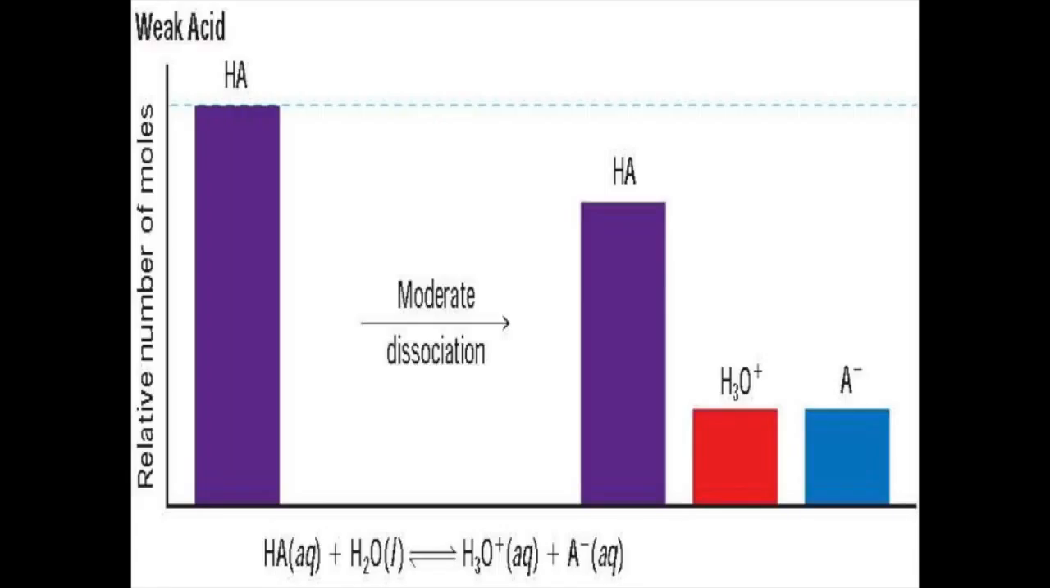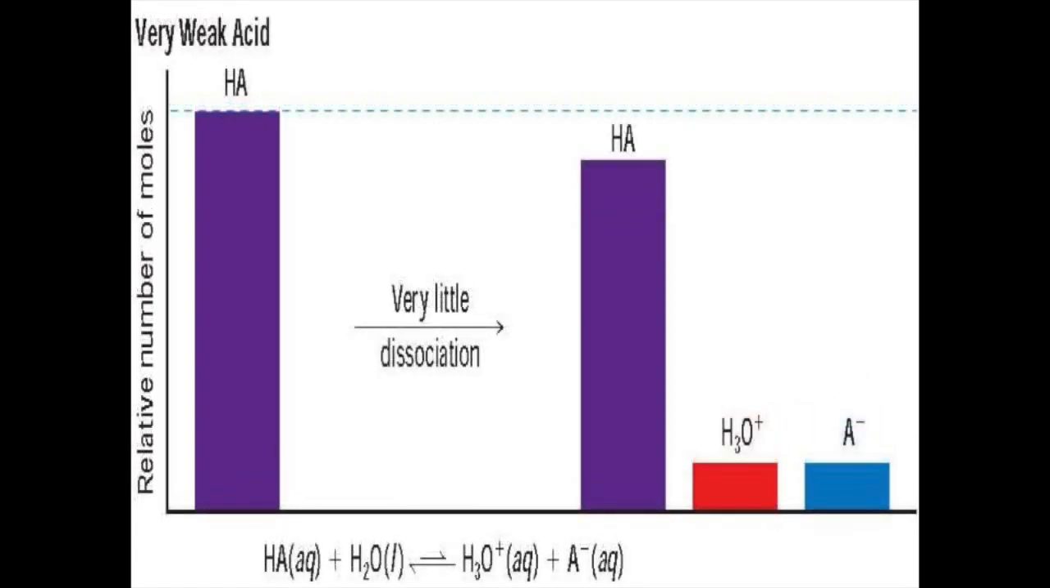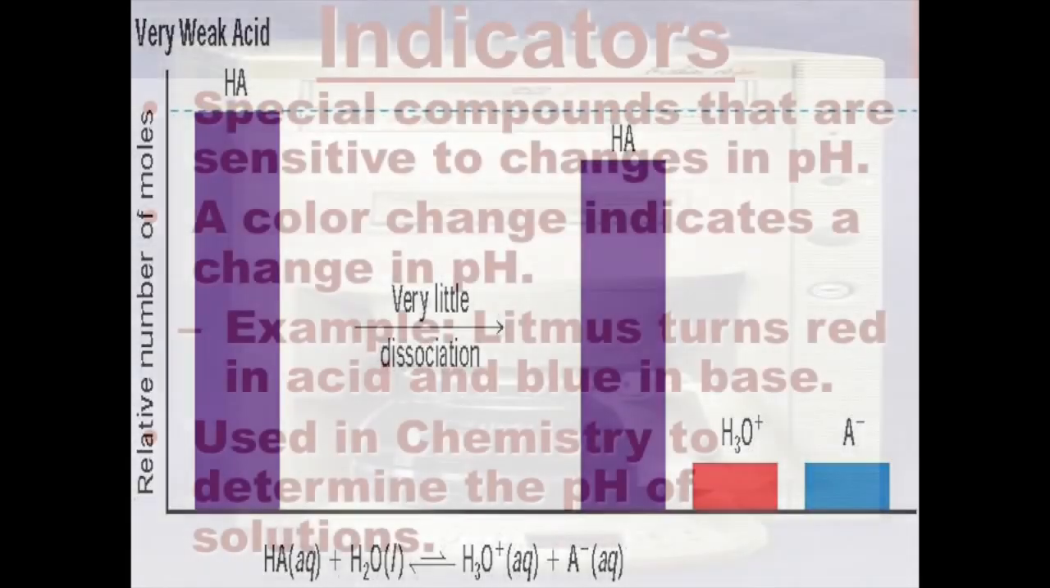Okay, here is a weak acid, and you can see that our acid dissociates, but only partially. And so this is a weak acid. It is only moderately dissociating. And in this last diagram, you have a very weak acid. Very little dissociation occurs. And so this is a very weak acid. It's very far from completely dissociating.